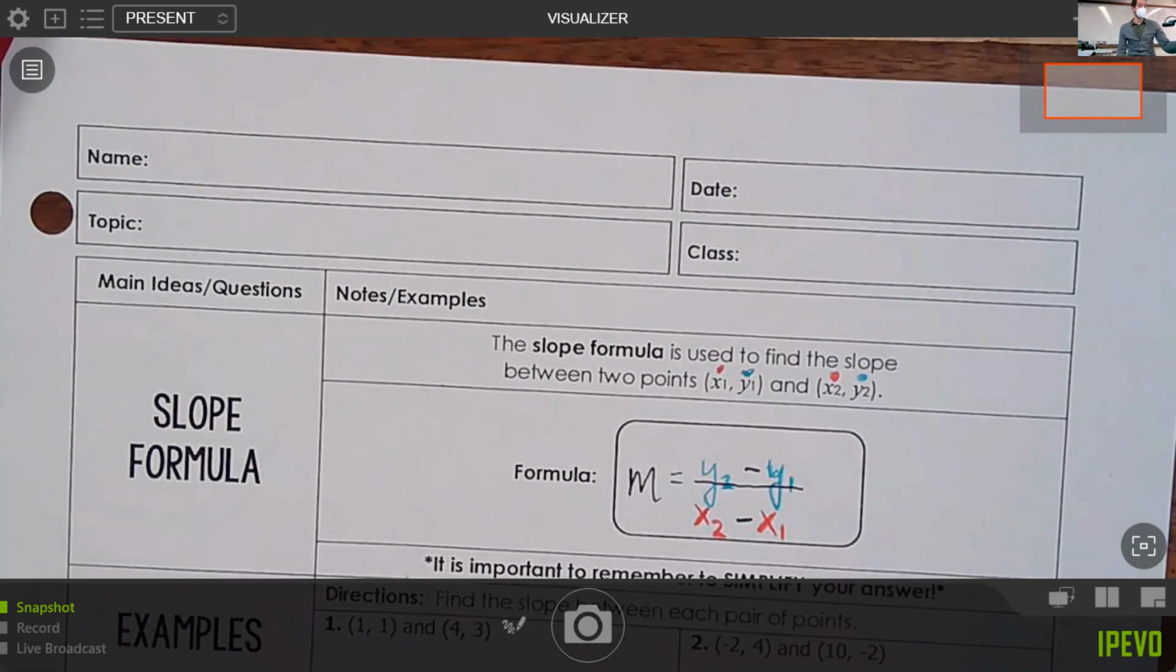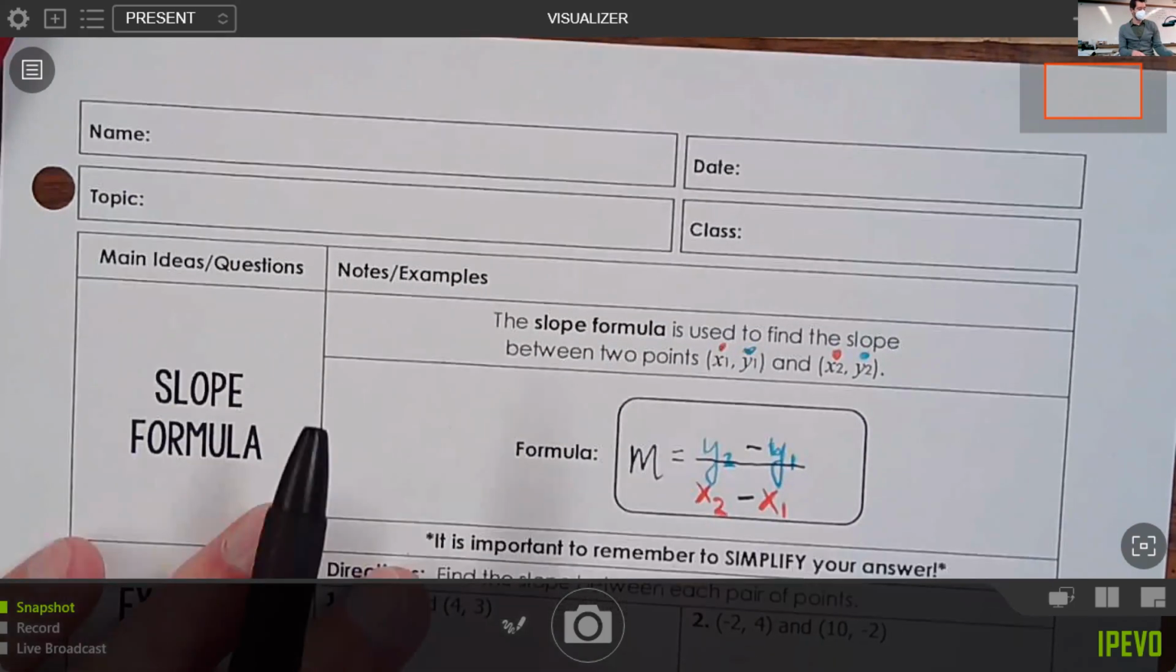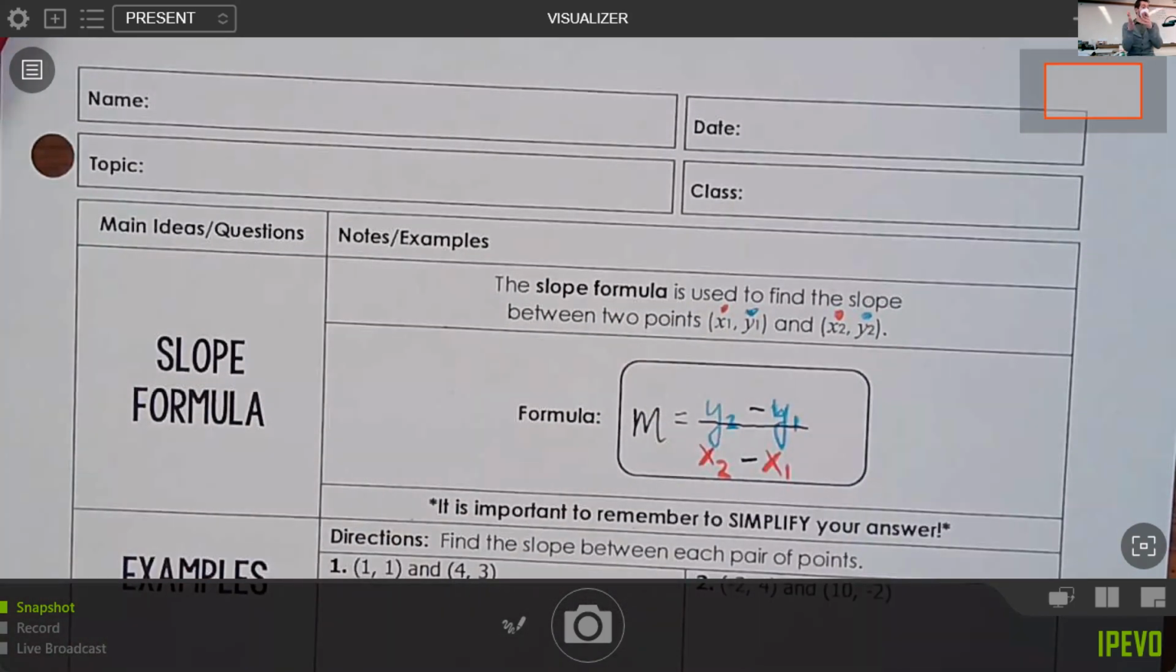Some of you have probably done this before, so this might be kind of like, yeah, I get it, we've done this. But if not, it's a good strategy to use different colors if you have them, because it gives a visual representation of what goes with what.